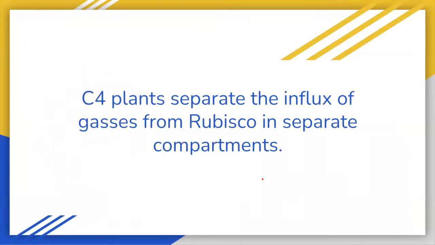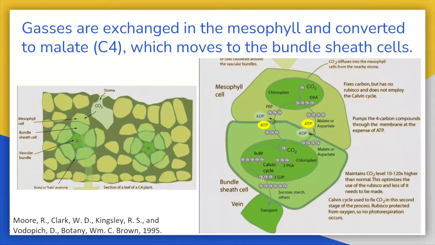C4 plants get around this by separating the influx of gases from rubisco in separate compartments. C4 plants are a type of plant where the stomata, which allow carbon dioxide and other gases to enter, are separate from the cells that are actually going to run the Calvin cycle. And so you see there's 2 cell types here. There's the light green cell, which is the mesophyll cell, and the dark green cell, which is the bundle sheath cell. And those are zoomed in over here.